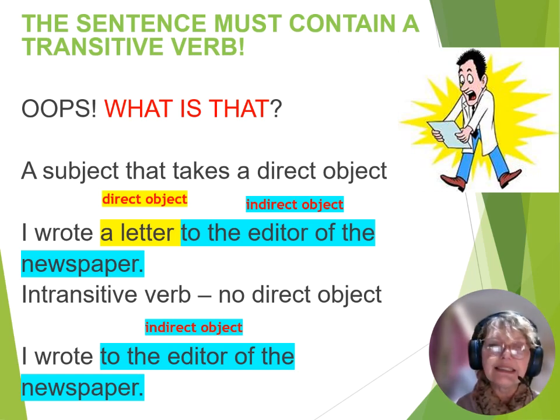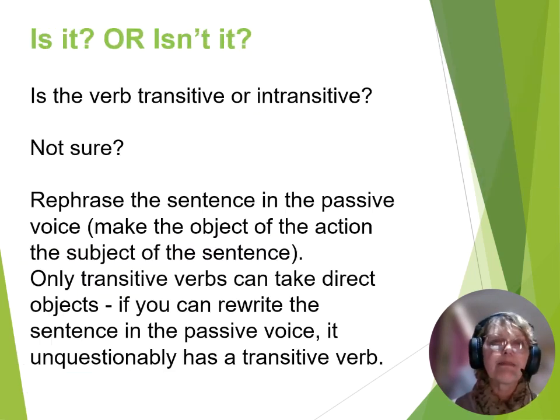Now, if the sentence was written without the direct object, then we would just have the intransitive verb. There's no direct object. Then what happens is, I wrote to the editor of the newspaper. It can't be written in passive voice. There's no way you can do that in passive voice. So that means that you are going to have a bit of a challenge with that one. It will not be in passive. You can only do the first sentence, I wrote a letter to the editor of the newspaper. That you can do in the passive voice.